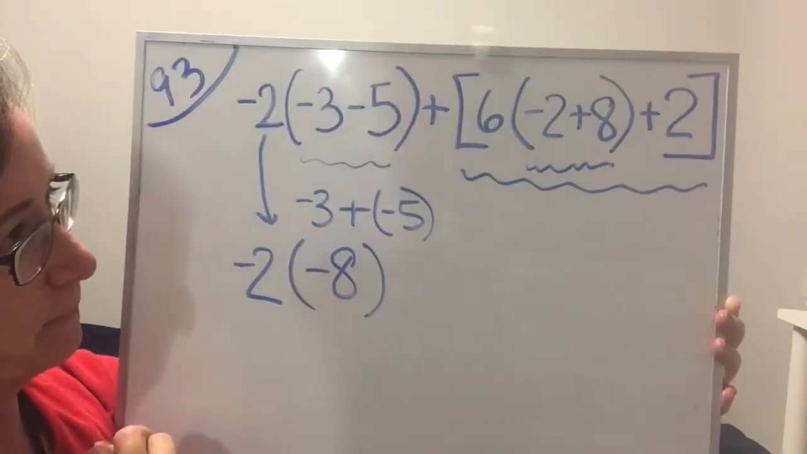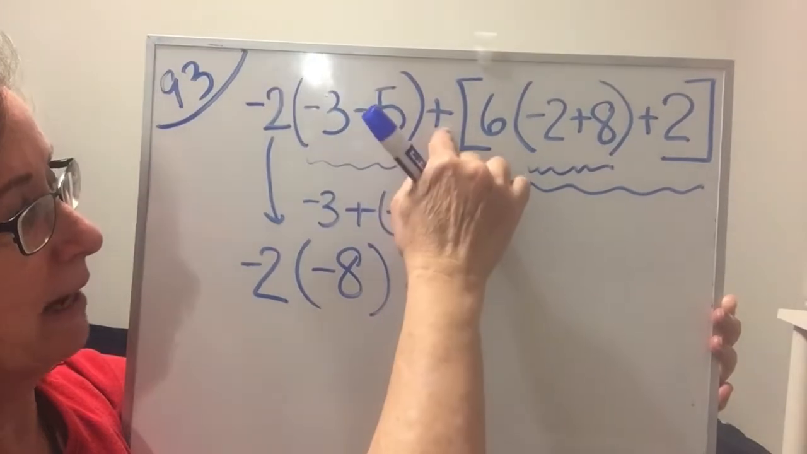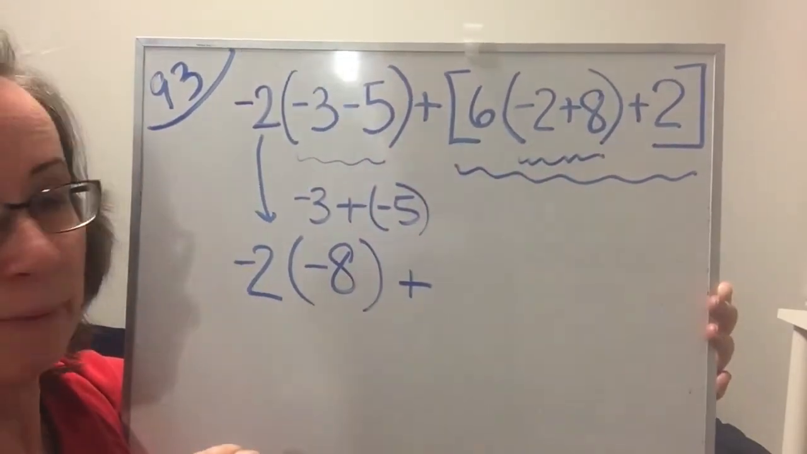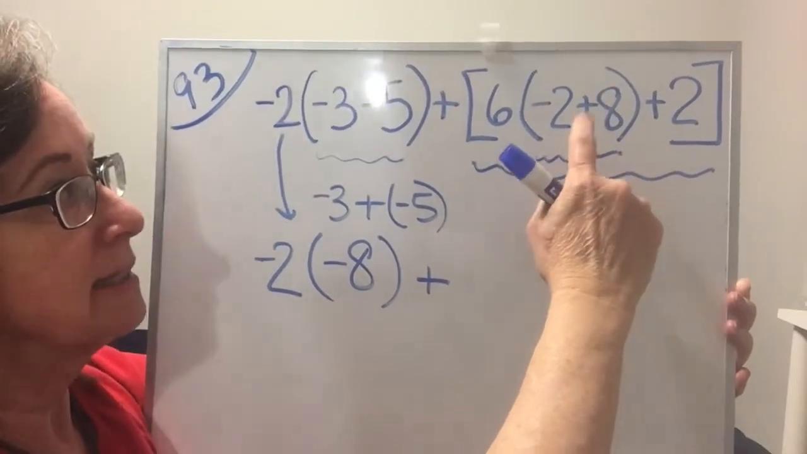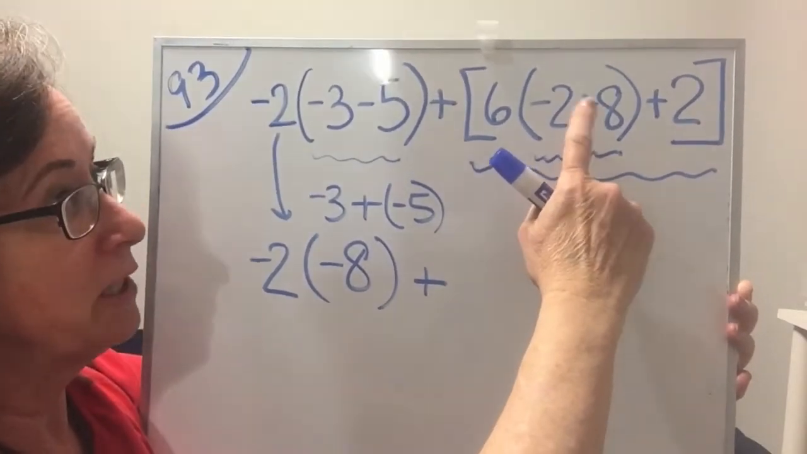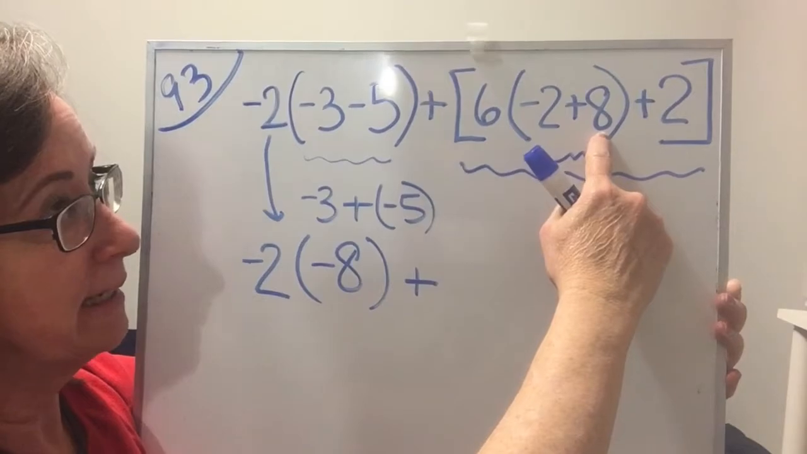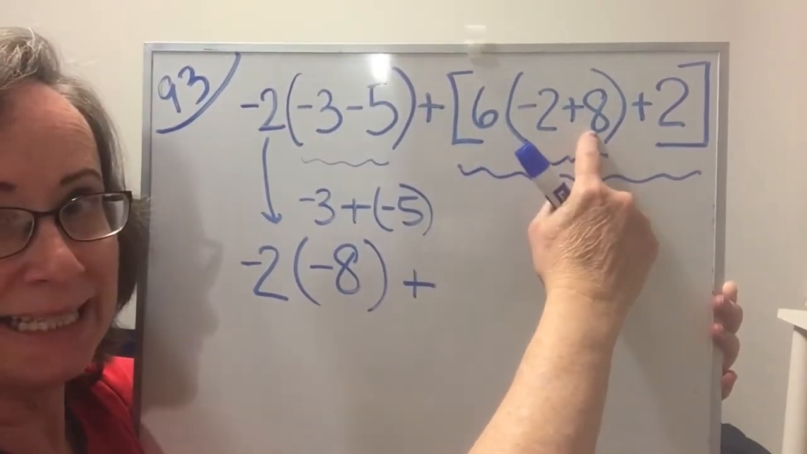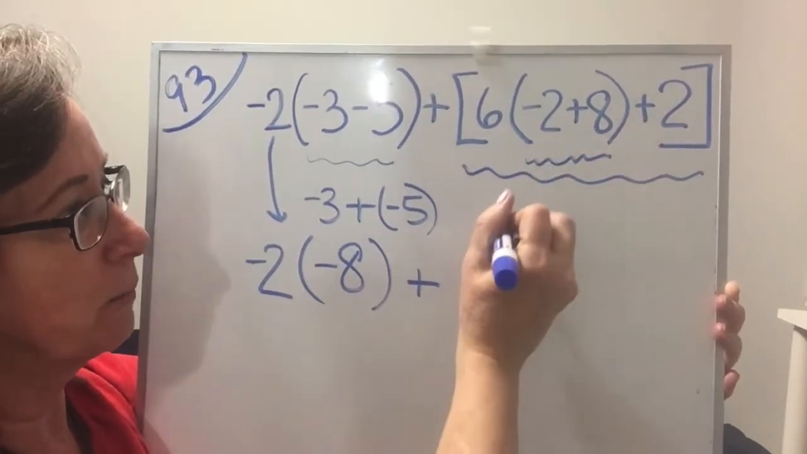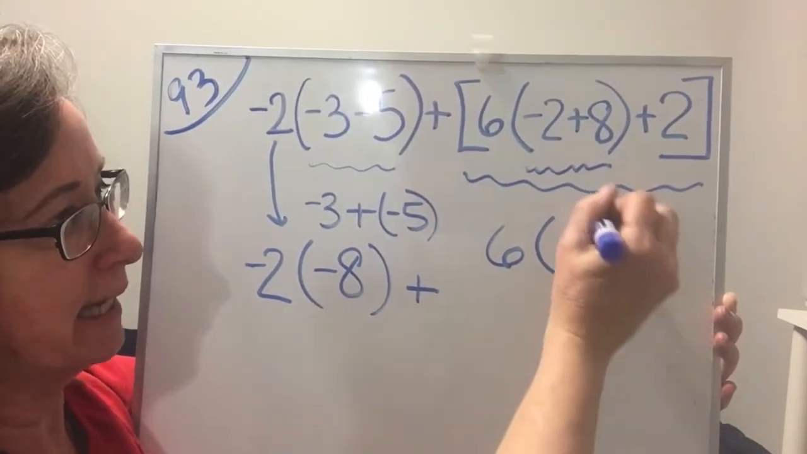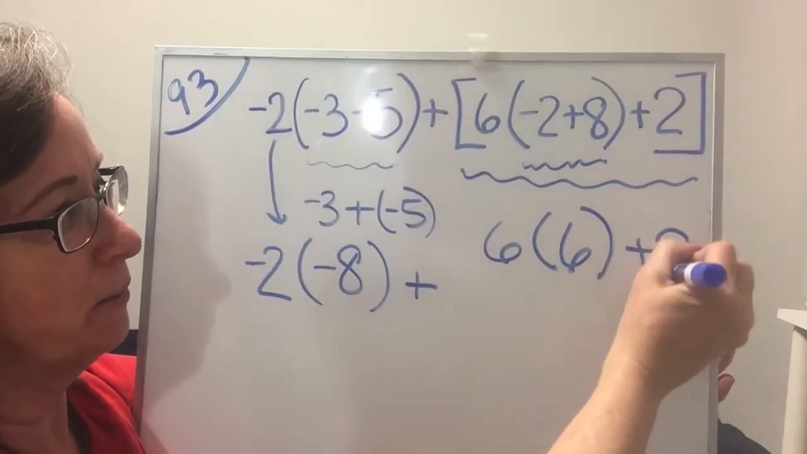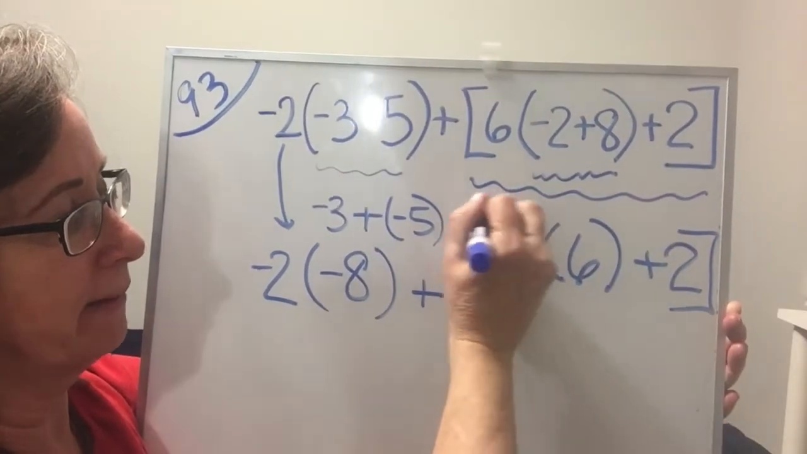There's our -2. Plus, now we're ready to start evaluating all of this. So we're going to go to the innermost symbol of inclusion, which is -2 plus 8. And so -2 plus 8 is +6. So we're going to have 6 times 6, +6, plus 2. And then we'll put our little bracket there.